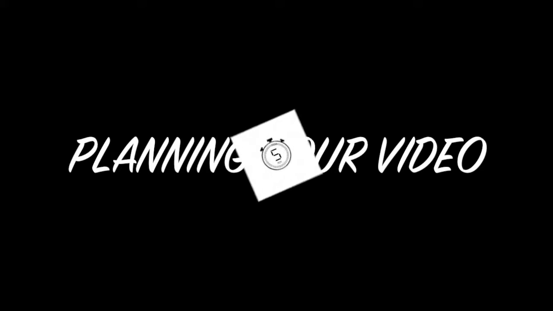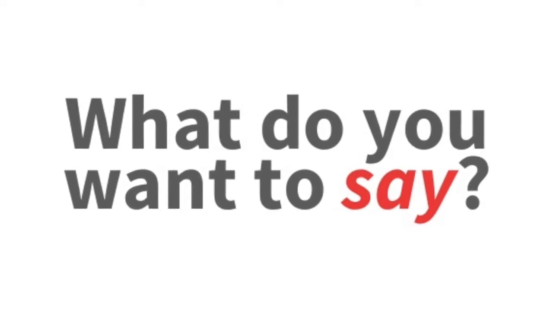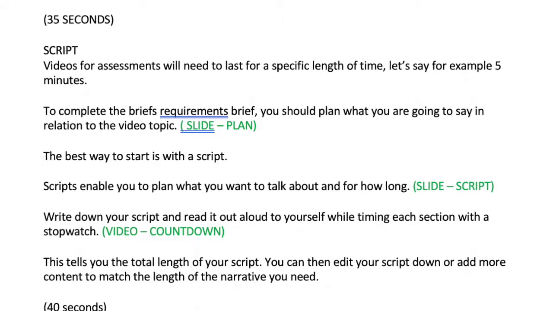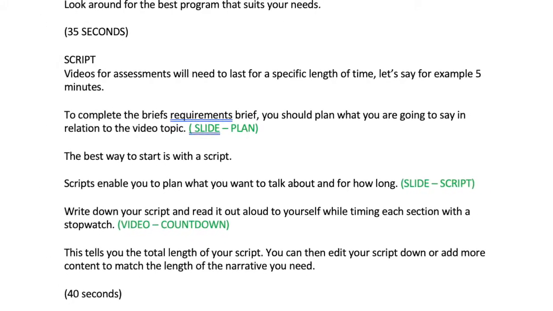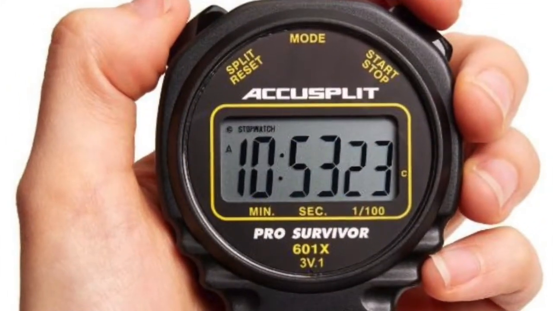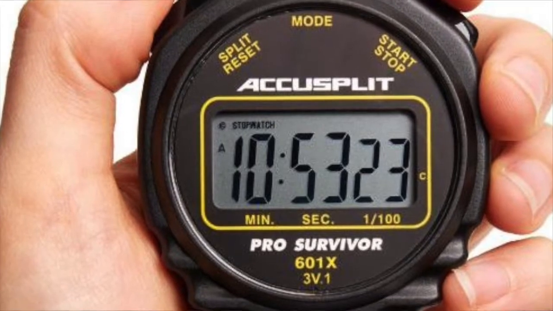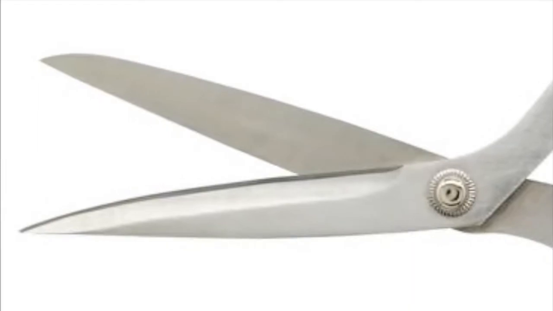Videos for assessments will need to last for a specific length of time, let's say for example 5 minutes. To complete the brief's requirements, you should plan what you are going to say in relation to the video topic. The best way to start is with a script. Scripts enable you to plan what you want to talk about and for how long. Write down your script and read it aloud to yourself while timing each section with a stopwatch. This tells you the total length of your script, and you can edit your script down to match the length of the narrative.